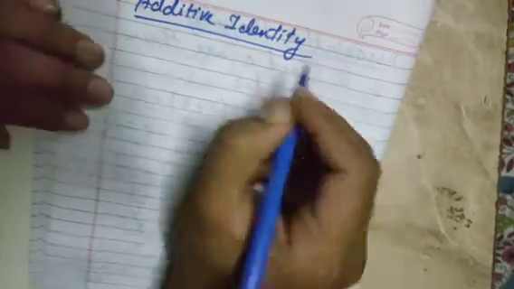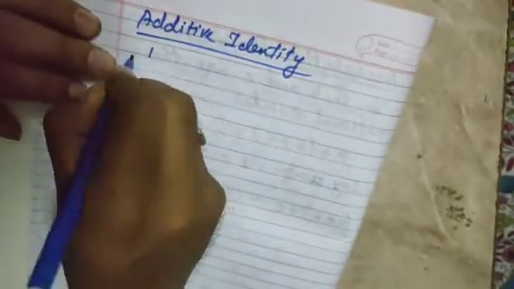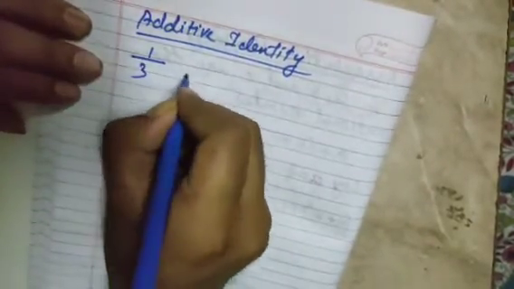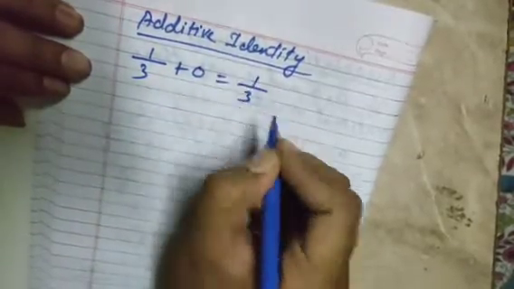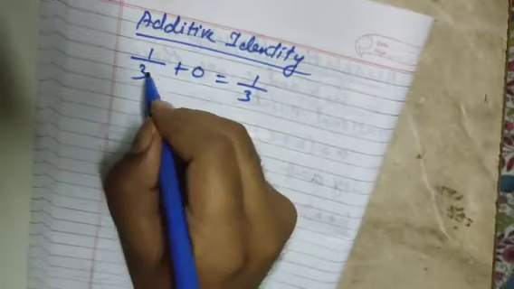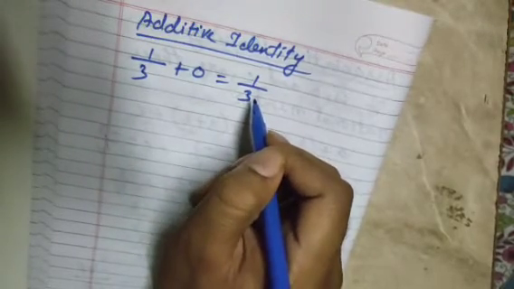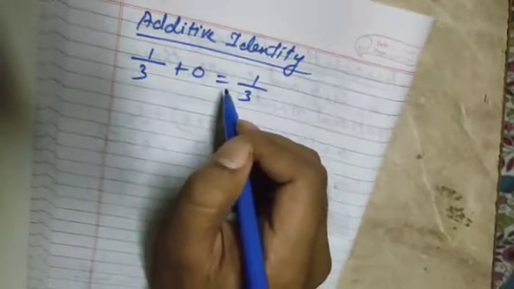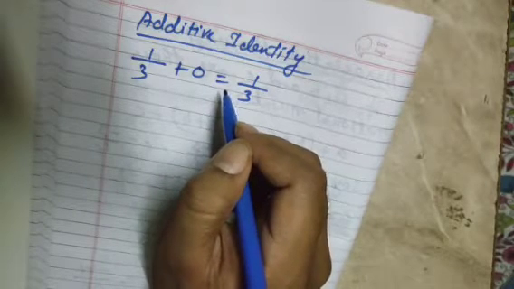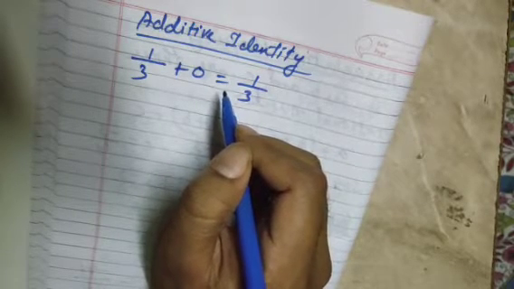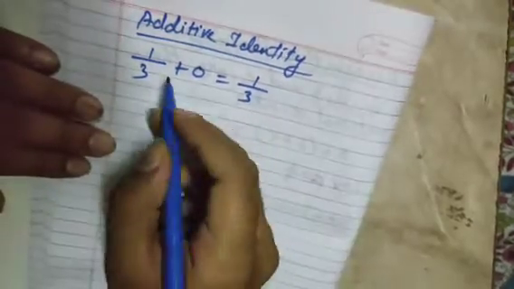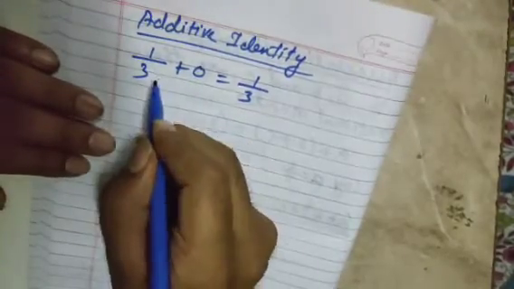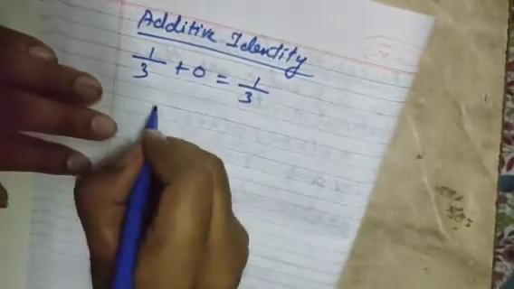That means, suppose we are taking a rational number, say 1 by 3. If we add 0, this time also we are getting 1 by 3. That means when we add 0 to any rational number, we are getting the same rational number. Okay, and this is known as additive identity. That means 0 is the additive identity element for addition of rational numbers. So when we add 0, we get the same rational number.